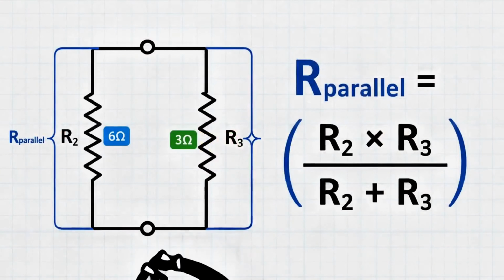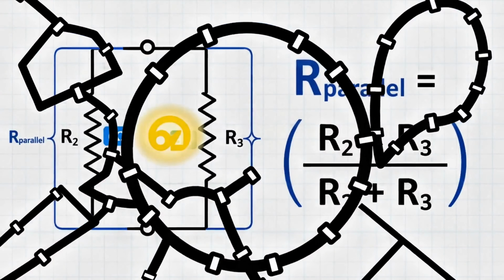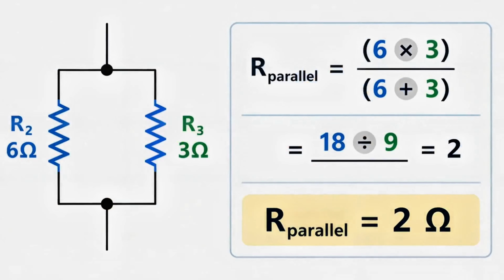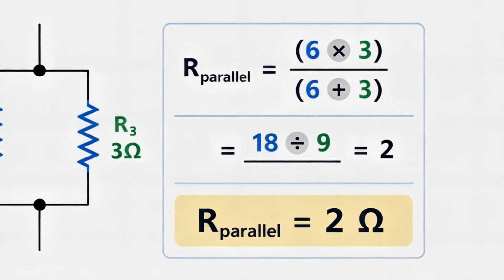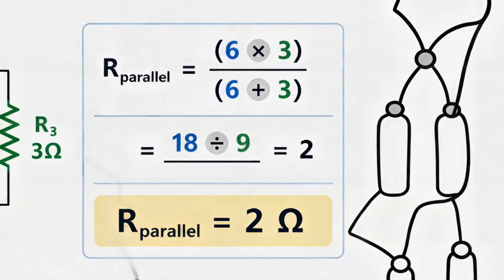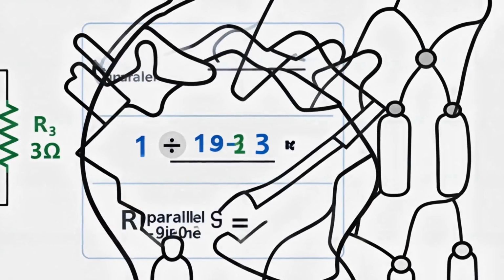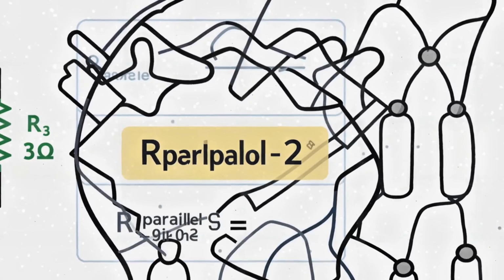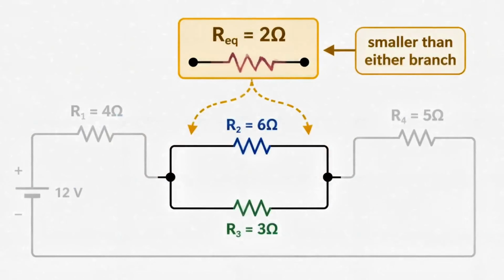For 2 resistors in parallel, we can use this equation. R parallel equals R2 times R3 divided by R2 plus R3. Substitute 6 ohms for R2 and 3 ohms for R3. R parallel equals 6 times 3 divided by 6 plus 3. 6 multiplied by 3 is 18. 6 plus 3 is 9. 18 divided by 9 equals 2. R parallel equals 2 ohms. The entire parallel section behaves like one 2-ohm resistor.